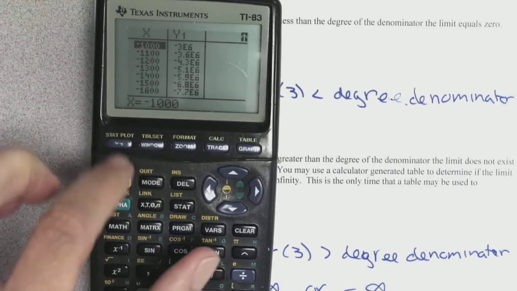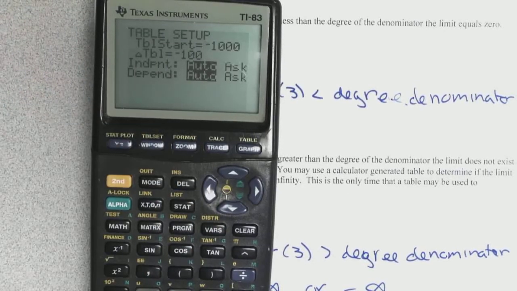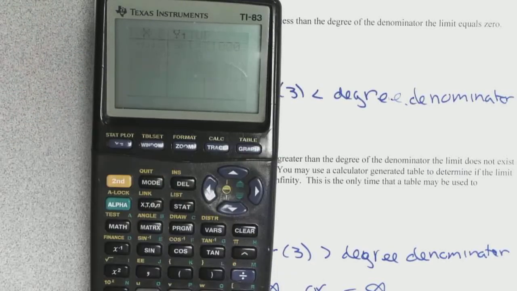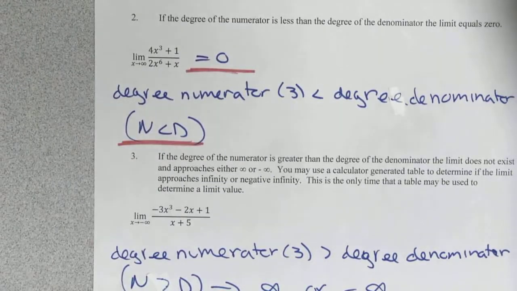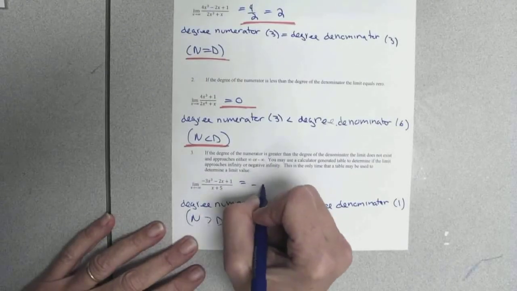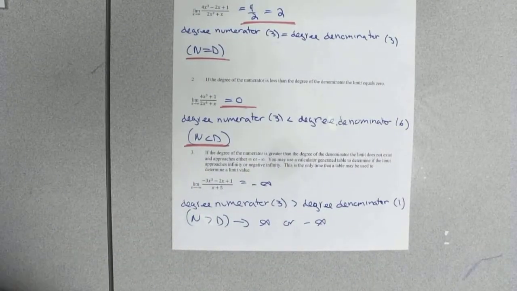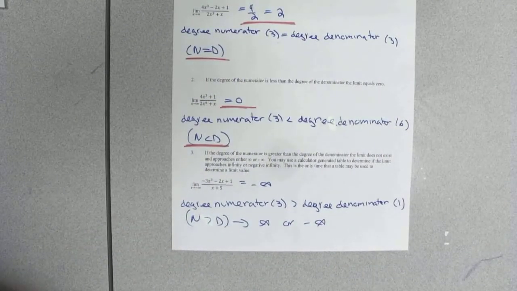So I did second table set. I started at negative 1,000 and had it count by negatives, which then showed me that all my y values were negatives. And so I get to conclude that this limit is negative infinity. And that will conclude this lecture.